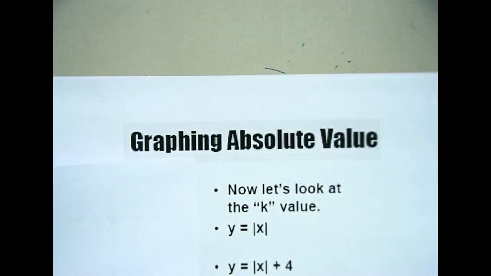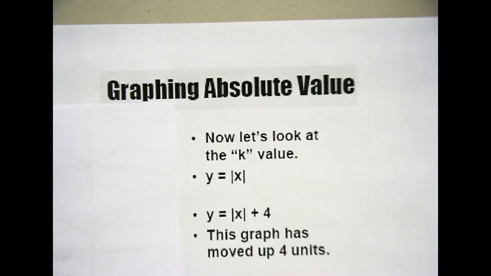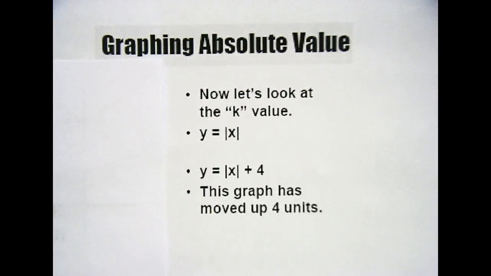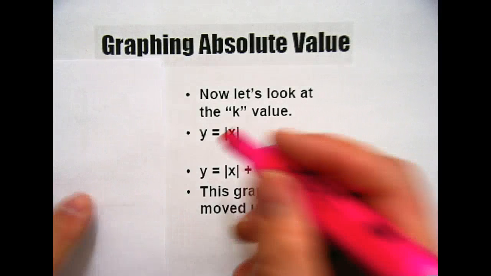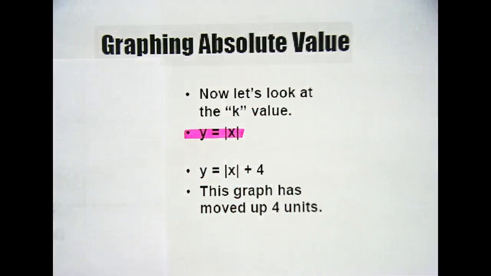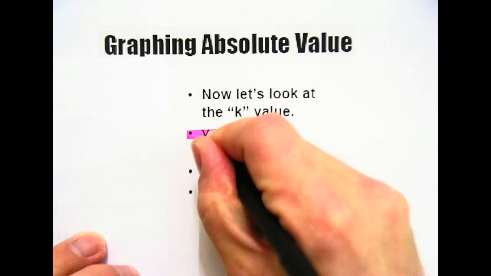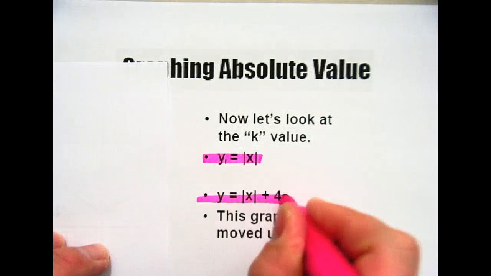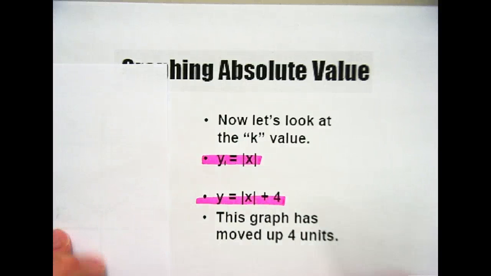Okay, so here's what I want you to do. I want you to take your graphing calculator, and I want you to graph y equals the absolute value of x. Okay? Y equals the absolute value of x, this guy right here. And then, after you get that one into y sub 1, we're then going to go to y sub 2, and we're going to graph y equals the absolute value of x plus 4.